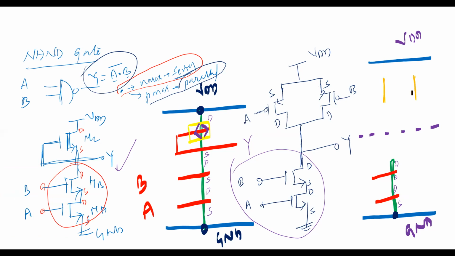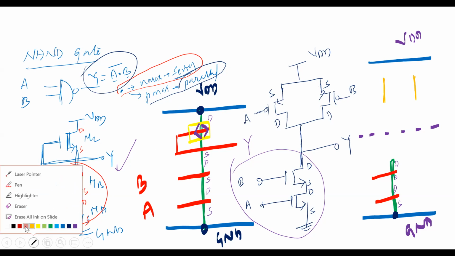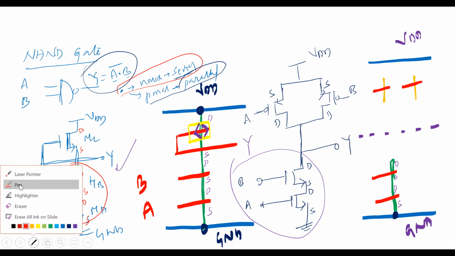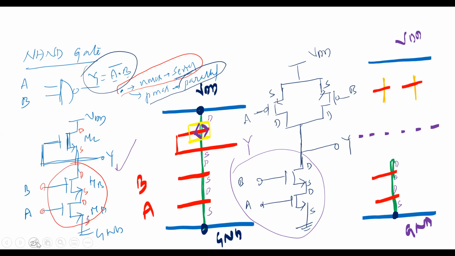As per the circuit, I need 2 gates. Okay, I will take the polysilicon. This is one polysilicon. This is one more polysilicon. One more polysilicon. Okay, so now give the notations. Notations are very important. So I will take the pen and write here with some other color.